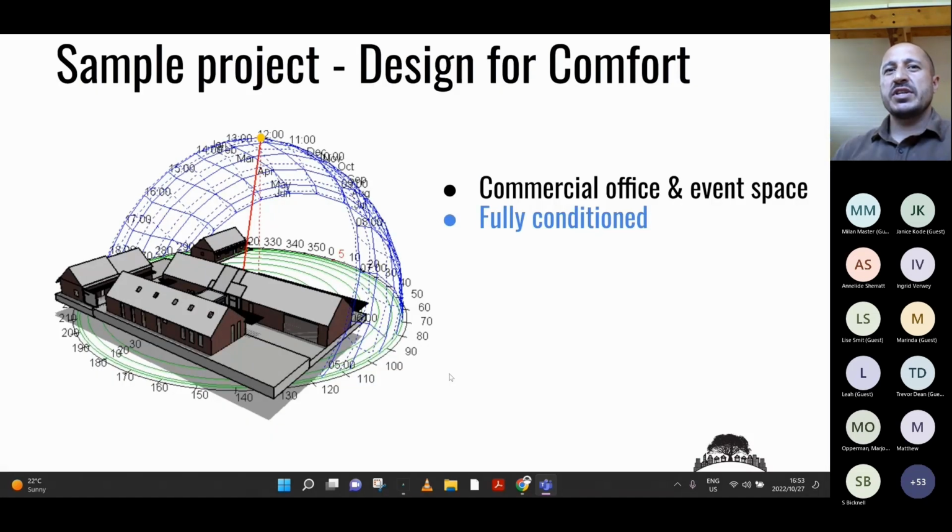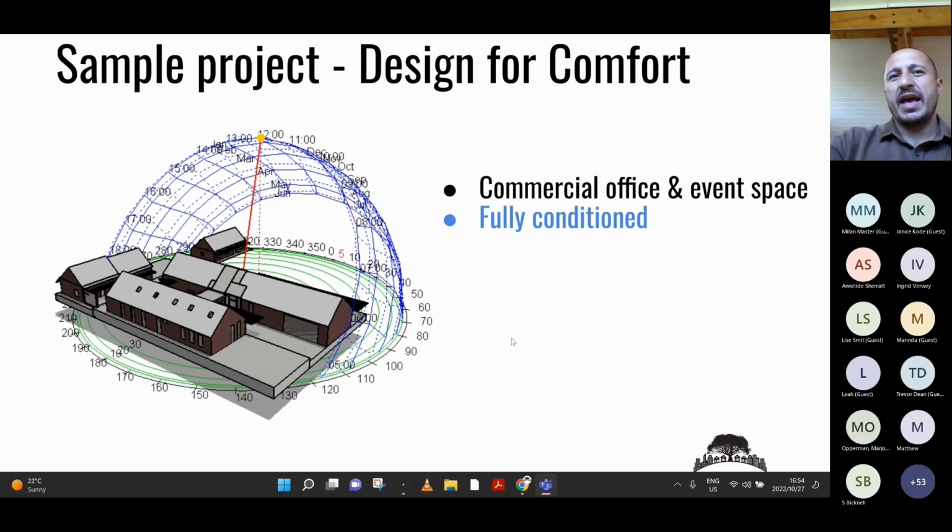So here's a sample project. It's a very simple, small project. It was a local government project we worked on, office space, event space. The basis that we started with was a fully air-conditioned design. The building passively is designed really well. It's north facing. It's very well shaded.